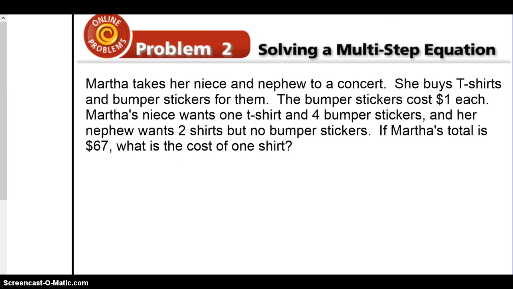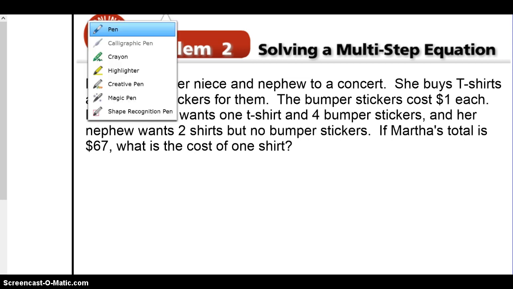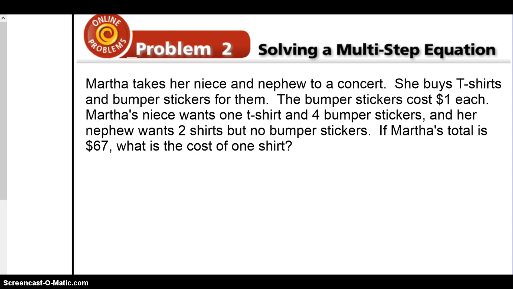This one is solving a multi-step equation. But there's words. Words are not scary, folks. You just read them, and if you need to read it out loud to yourself, please do.